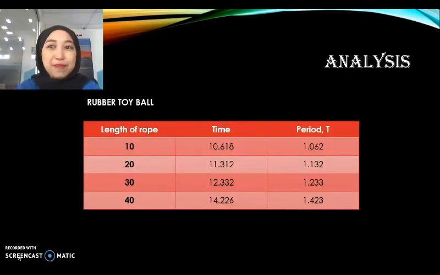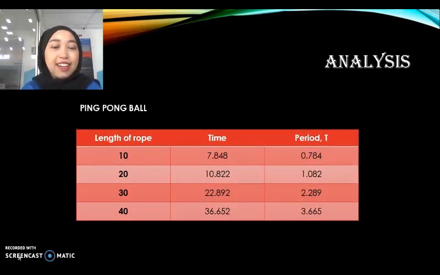Hello, I'm going to explain about this table. This is the table data for the rubber toy ball. This is the first material. We have the time and the period, as on the screen. Next is the table data for the ping pong ball. Also, we have included the time and the period. You can see that on the screen.